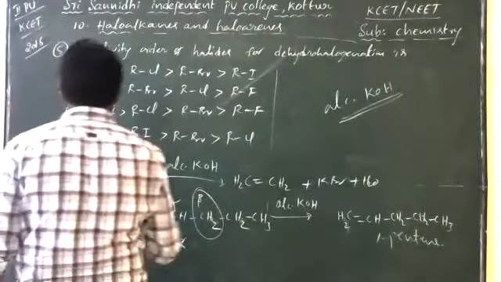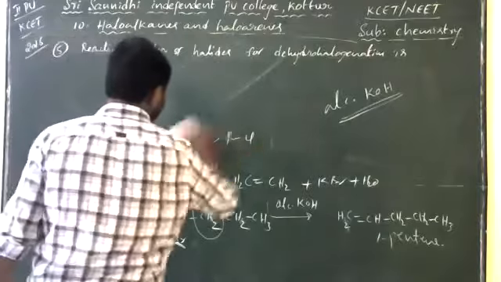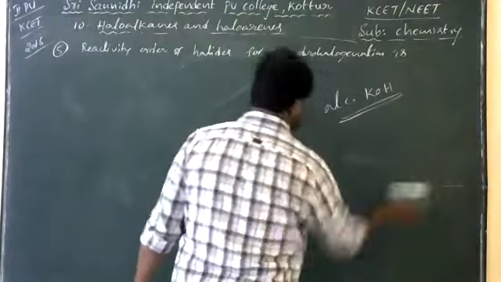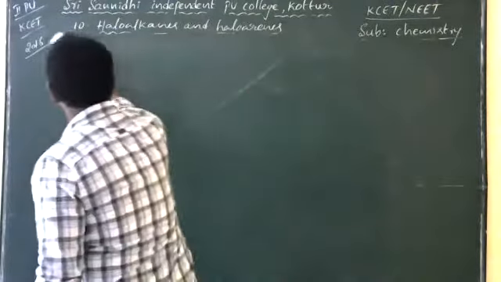This reaction is also called beta elimination reaction, because from the beta hydrogen you have to eliminate. So beta elimination reactions we also write as dehydrohalogenation.